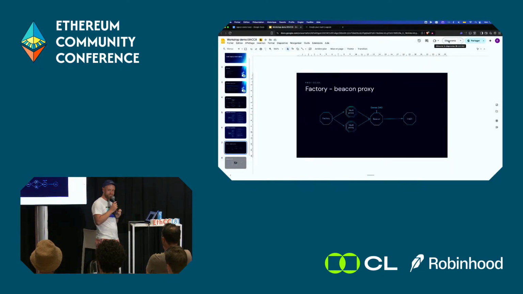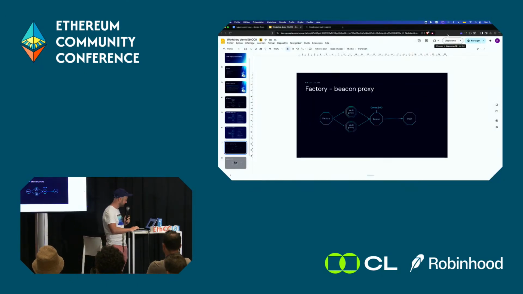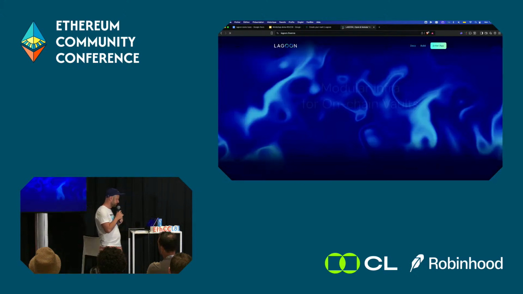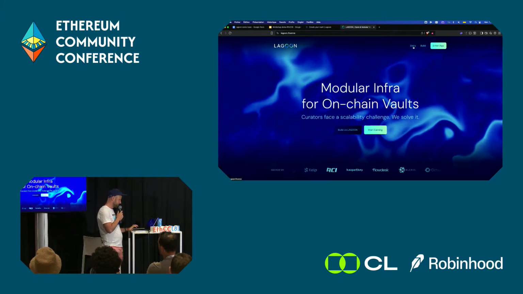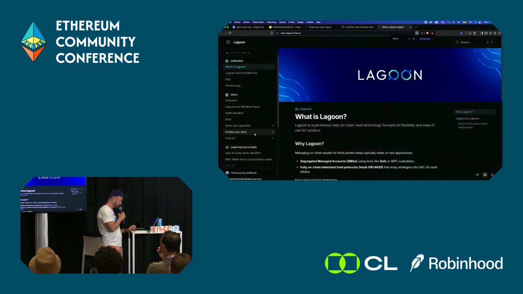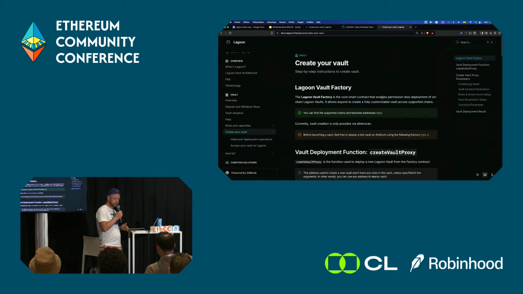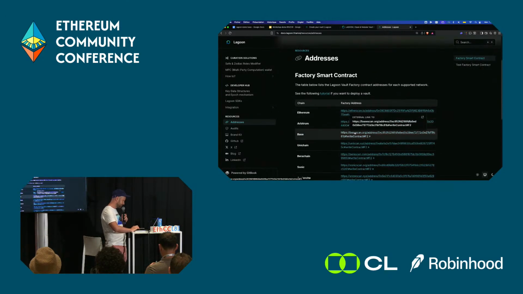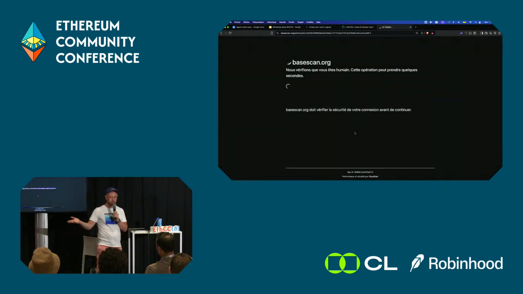So let's try to deploy a vault. In order to deploy a vault, I will go to lagoon.finance, click on the docs, and maybe zoom in more. Do you see like this? Yeah, okay. Create your vault. There are all the instructions, but I'm going to do it. So let's deploy on Base, because they're a sponsor, of course.